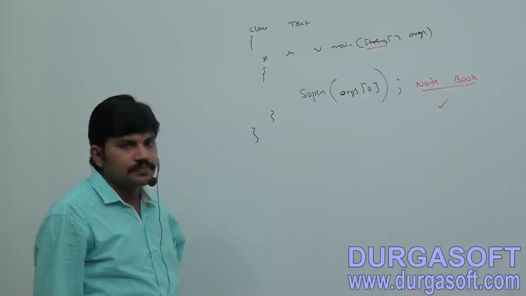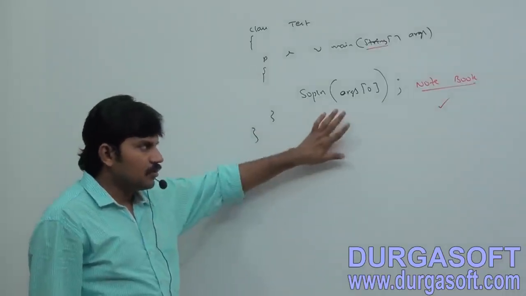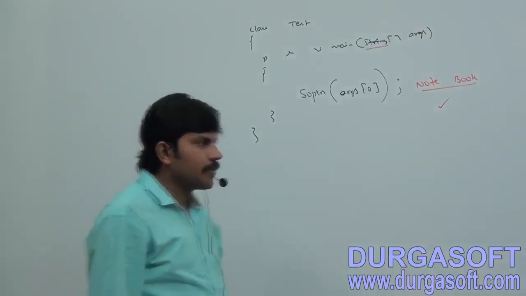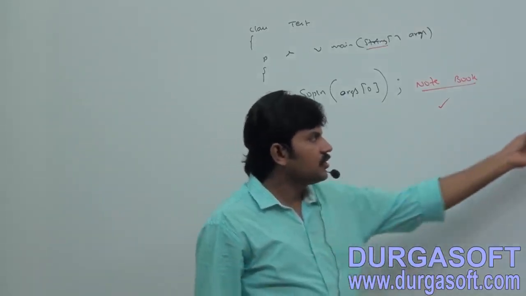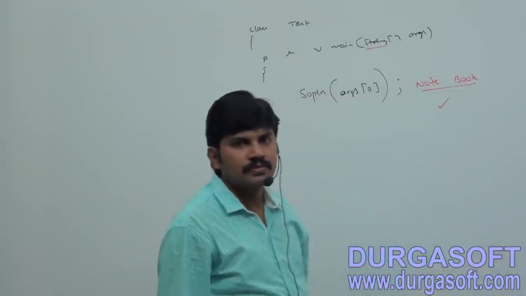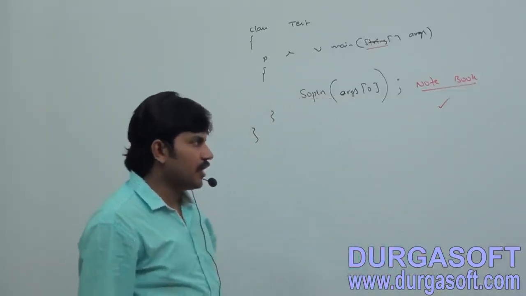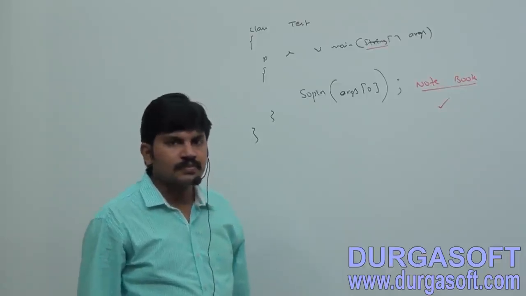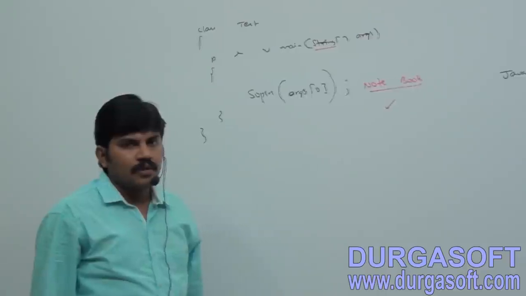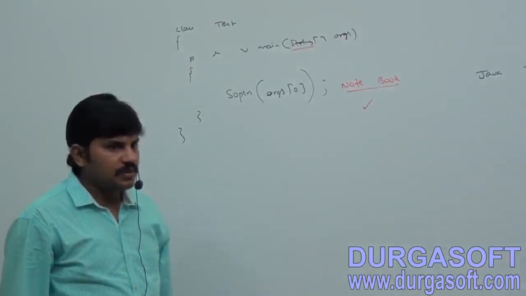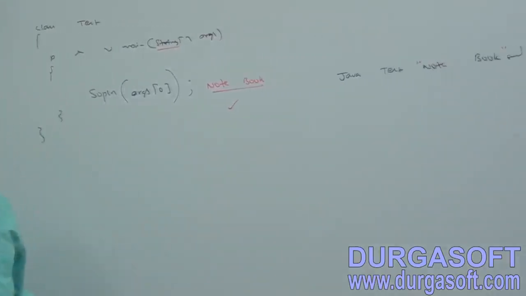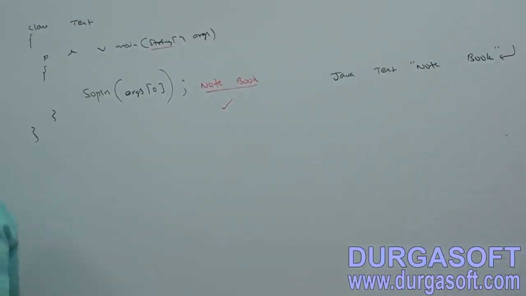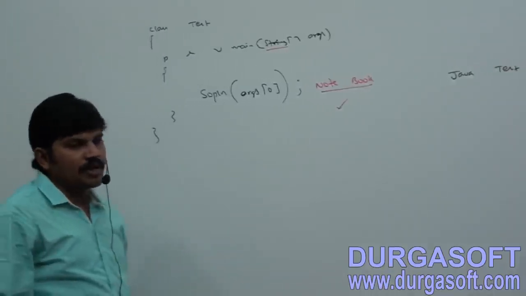Okay, take this example. Class test, main method, SOP of args of 0. Here also java test "note book" within double quotes. The output by default we are going to get is note book. Are you able to understand, right? That's all. These are various loopholes which you people should be aware of related to command line arguments, right?